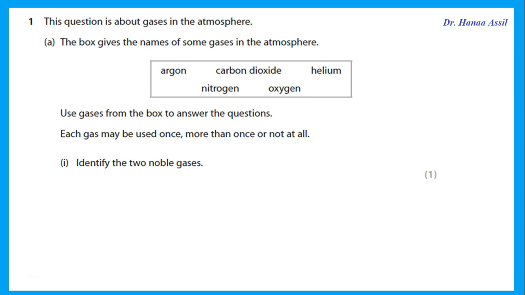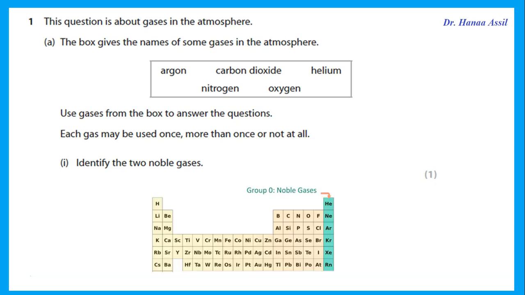The first question is, identify the two noble gases. Of course, if you look at your periodic table, you should realize that the last group on the right, which is group 0, is the noble gases. So we look for which of these are in group 0 in the periodic table. These are argon and helium.